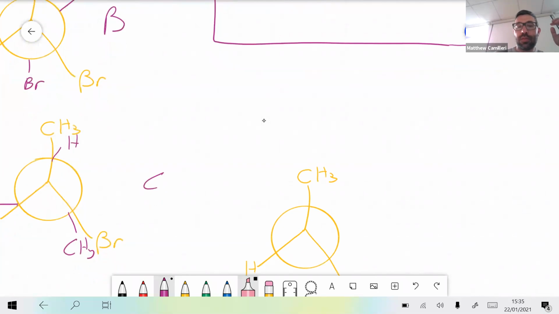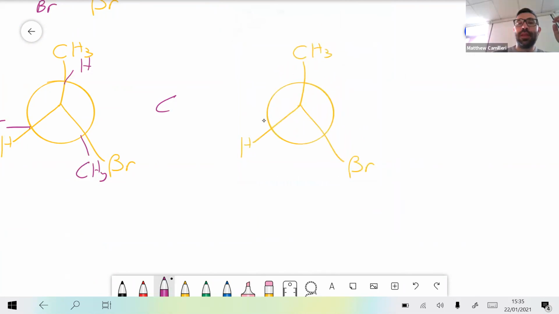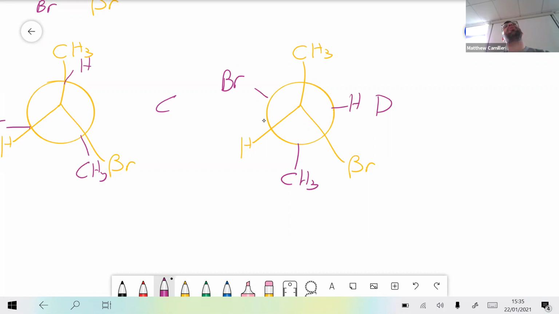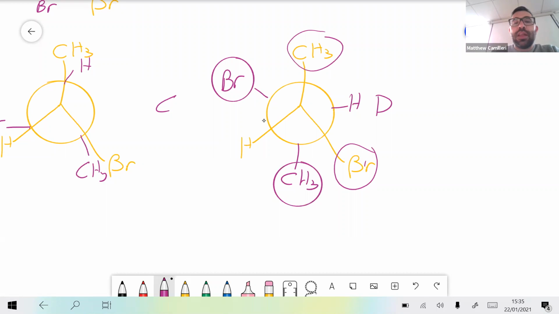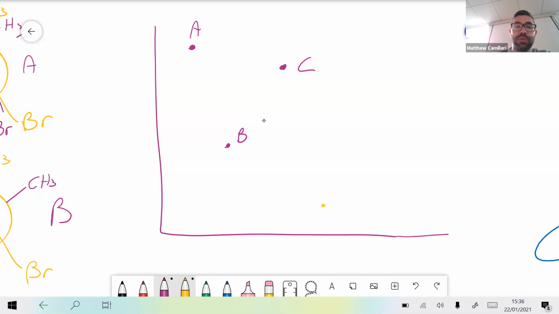And this will be D. And now we're going to have the fully antiperiplanar arrangement. And this is going to be the lowest energy because the bulky groups are completely opposite each other. There is still going to be some repulsion between the methyls and the bromines, but there's going to be more space between the methyl and the bromines than would have been between bromine and bromine, or methyl, methyl, bromine, bromine. So this would be the lowest end of the spectrum.